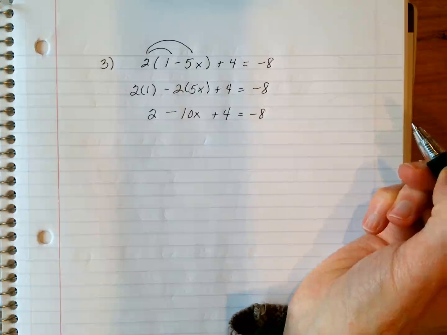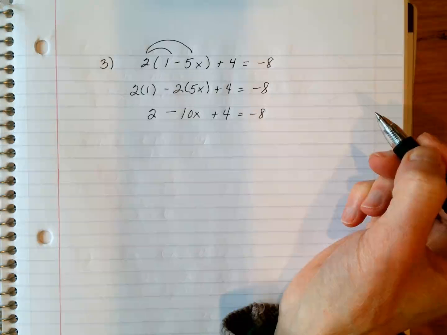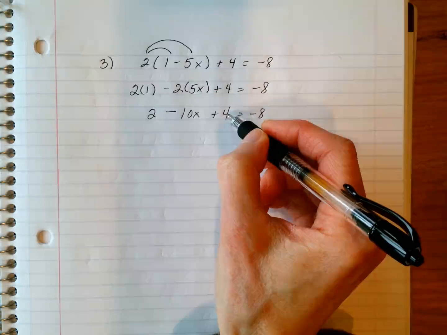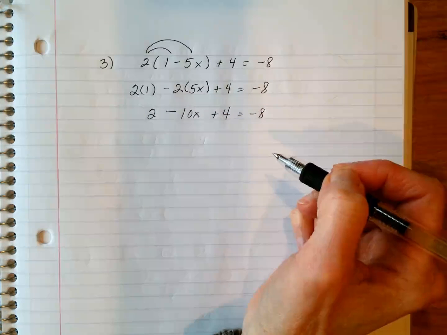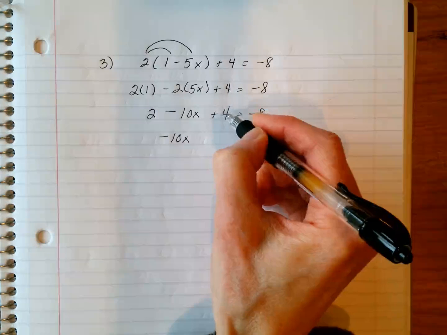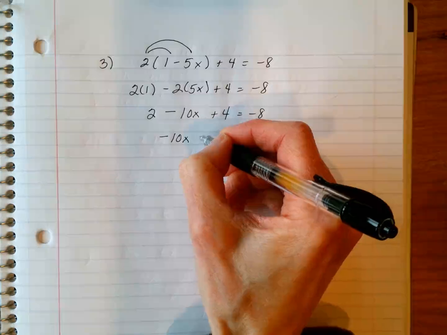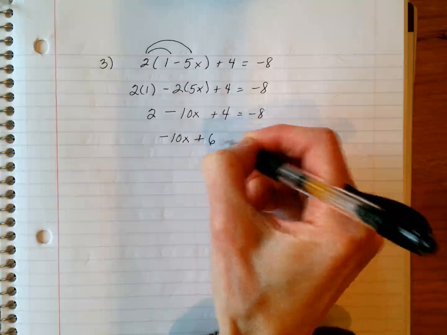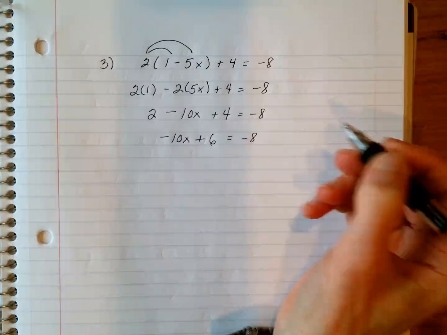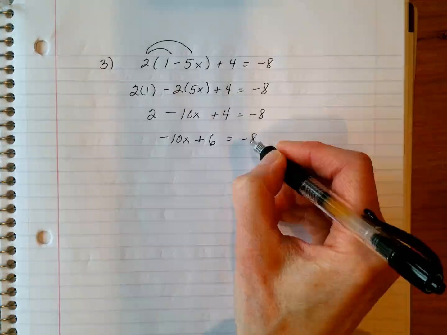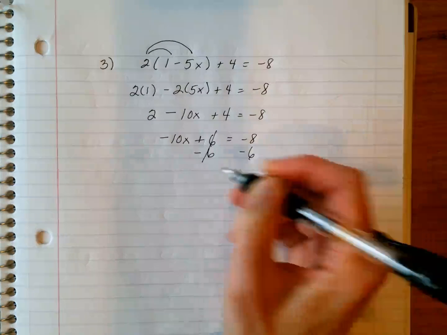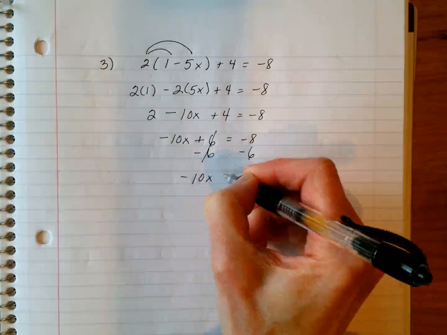And that negative 8. So we've got some like terms that we need to be working with here. I have a positive 2 and a positive 4, and then I have that negative 10x. I'm going to go ahead and write that negative 10x down first. Combine the 2 and the 4, just like we did in example 2, to get 6. And rewrite the equation. Now I'm combining these like terms here. I'm going to take this 6 away, which means I take 6 away over here. Always trying to get x by itself.